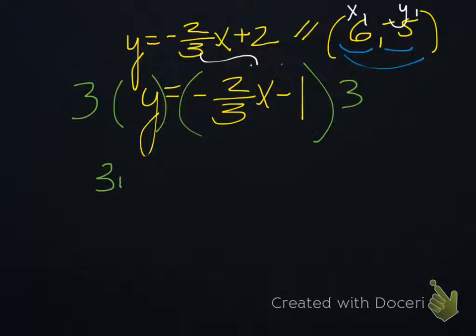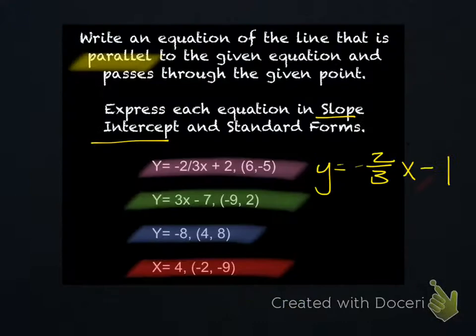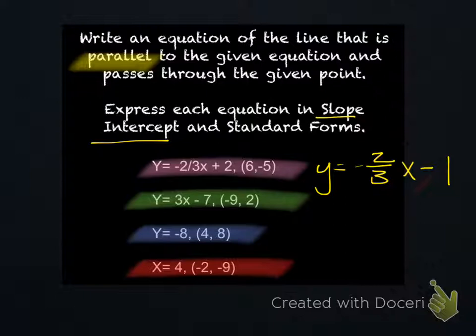So here we go. 3y is equal to, now if you make that into a little fraction, you think about distributing that, the 3's will cancel out. So that's going to leave you with a negative 2x, and I'm going to have a minus 3. Last step, add my 2x to both sides, bringing me to my final standard form of 2x plus 3y equals 3. And there's my standard form. I just forgot what that said. 2x plus 3y equals 3. I sure hope I copied that right. All right, check one down.